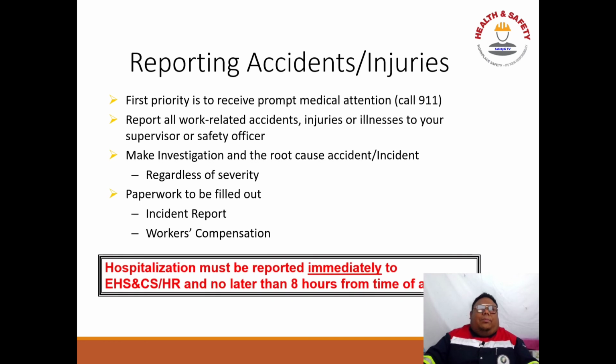Shall proceed. Okay, hospitalization must be reported immediately to environmental health and safety and CSHR, okay? And no later than 8 hours from the time of the accident. That's why I mentioned that if you have an emergency response team, this must be properly assisted and also provide direct action.